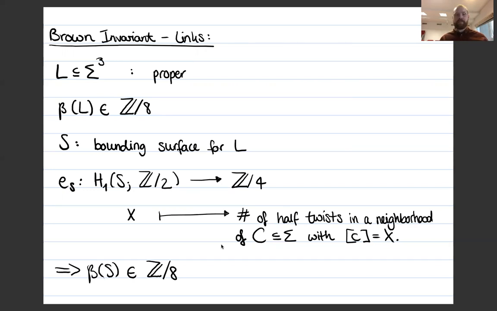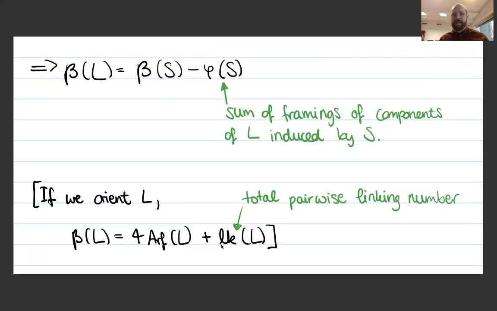And the Brown invariant of the link, you have to make up for this choice of Seifert surface by taking the Brown invariant of the surface and subtracting off the sum of the framings of the components of L induced by this Seifert surface. And in fact, this invariant has a nice relationship.